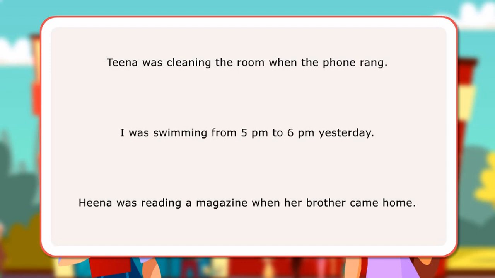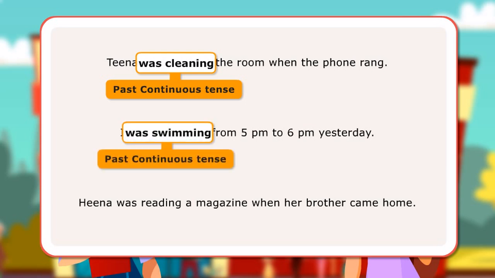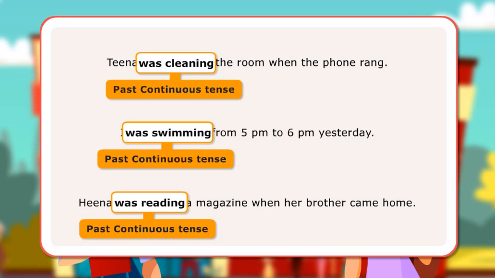In the first sentence, was cleaning is past continuous tense as it speaks about an action that was going on in past when another action happened. In the next sentence, was swimming is past continuous tense as it tells about an activity continuing for some time in the past. In the third sentence, was reading is again past continuous tense since the verb speaks about something that was taking place in the past when something else happened.